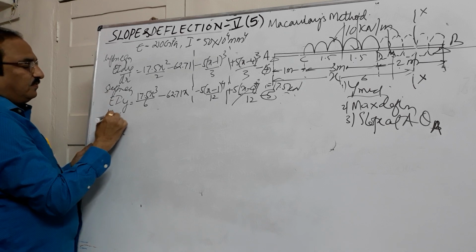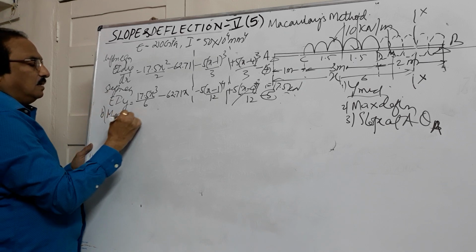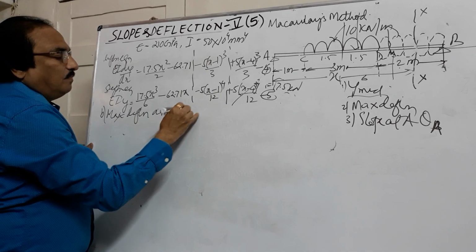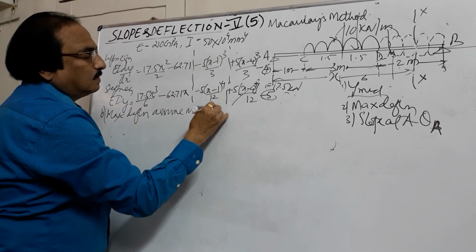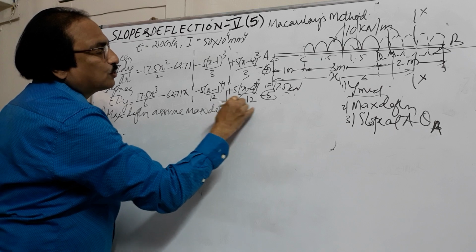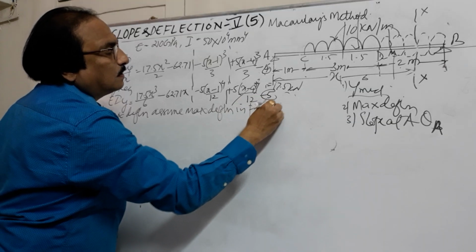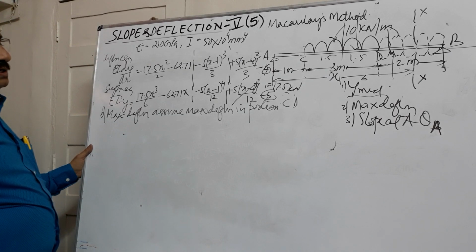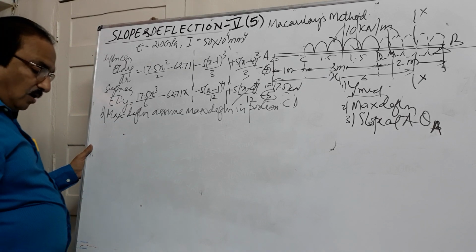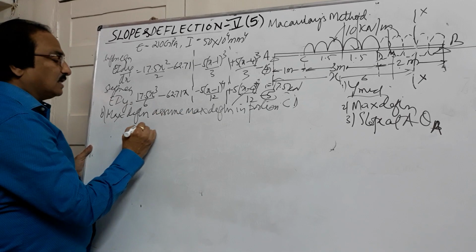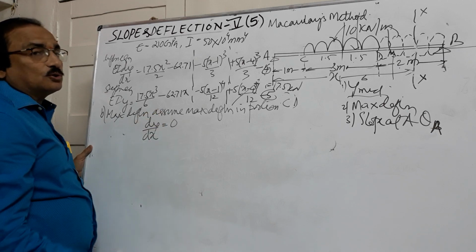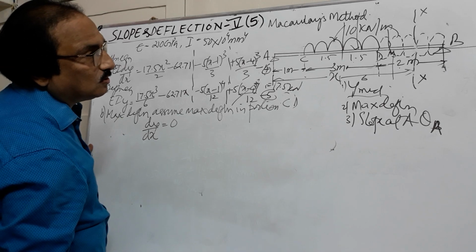So, assume maximum deflection in portion CD. Now deflection is maximum when dy by dx is equal to 0. So dy by dx will be equal to 0.